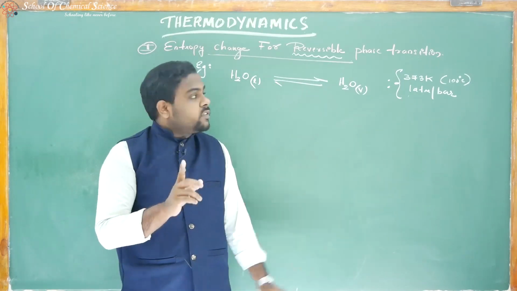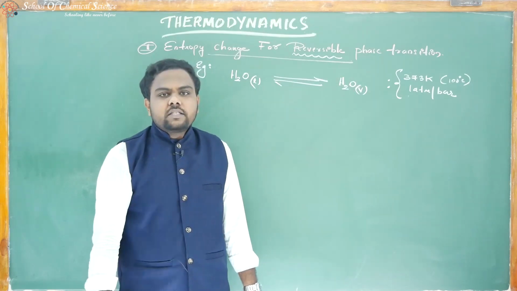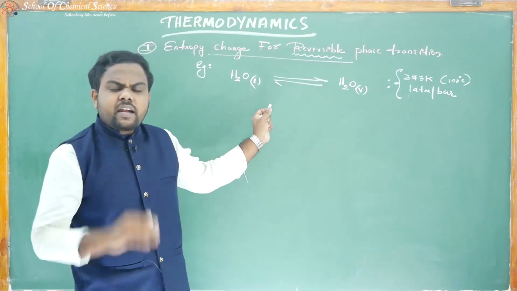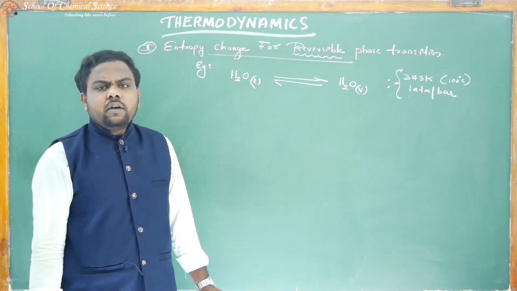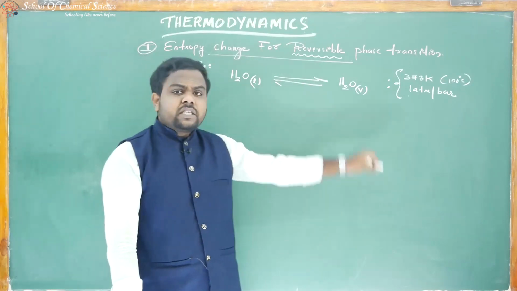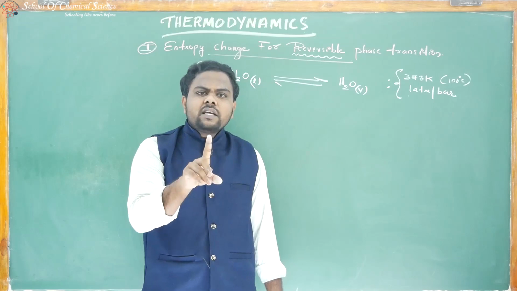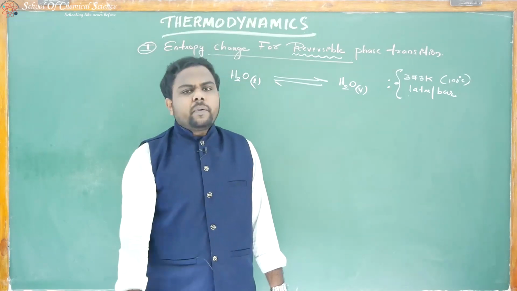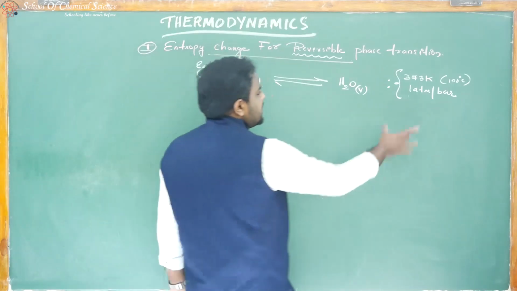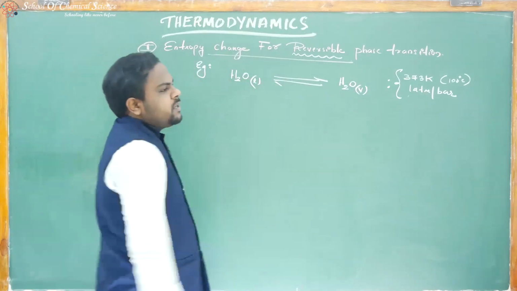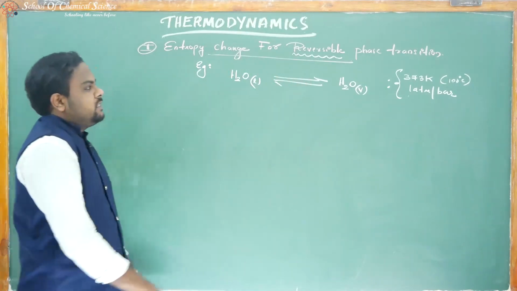But if the temperature is 101 degrees Celsius, this is not reversible. At 101 degrees Celsius, only vapor will exist. Vapor cannot be converted into liquid. Clear. So this temperature and pressure is very important. If the temperature is 101 degrees Celsius, complete water is converted into vapor. There is no equilibrium. At 100 degrees Celsius there is an equilibrium present, so it is a reversible phase transition.